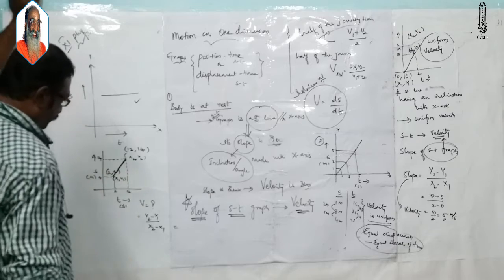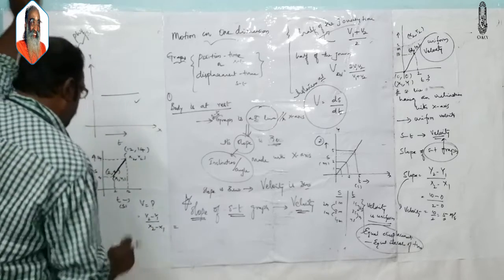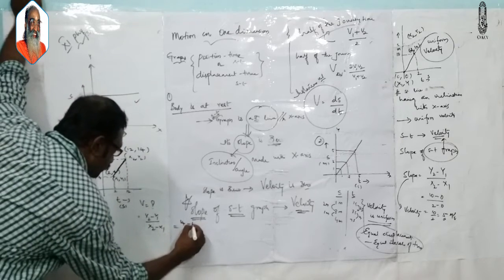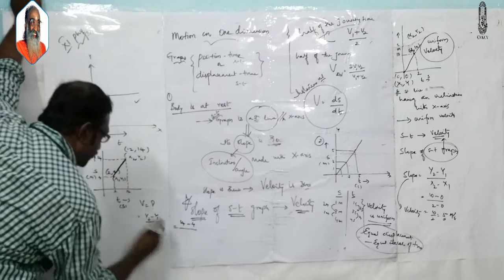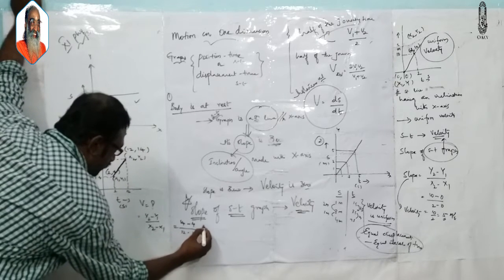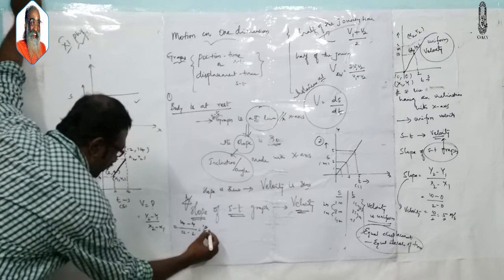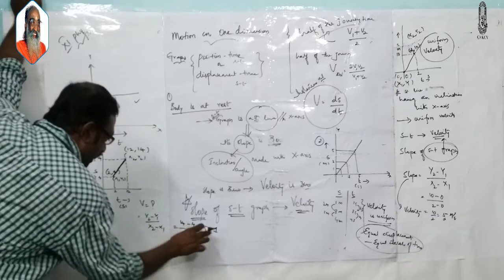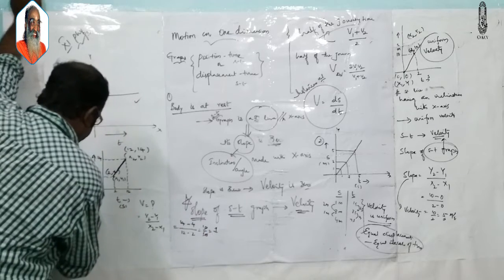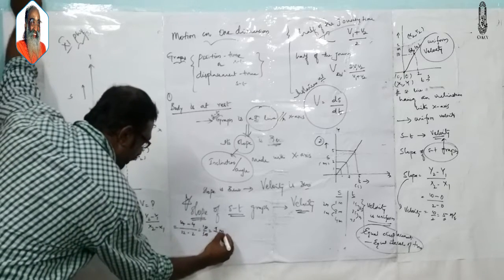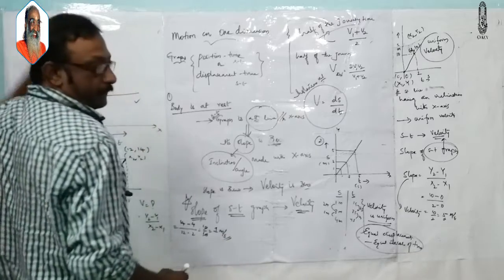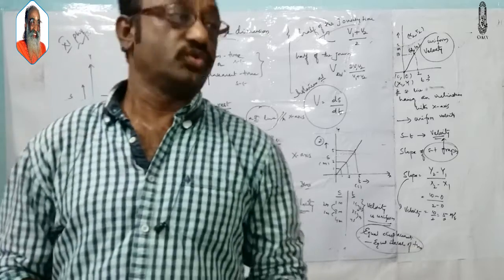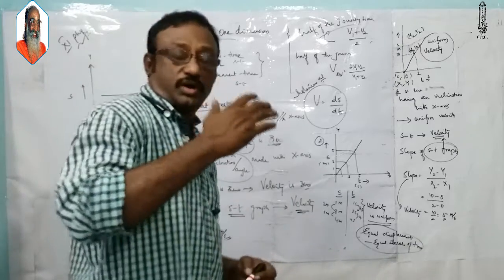Now substitute in the formula here. This is 14 minus 4 by 12 minus 2. It is 10 by 10, and it is 1. From this we have calculated the velocity, and for the velocity we have to write the units, meter and second: 1 meter per second. Okay, so I think you now clearly understood how to find out the slope of the graph.